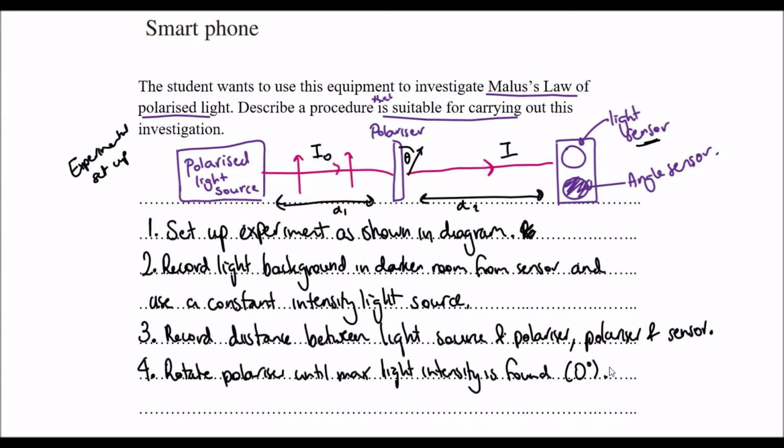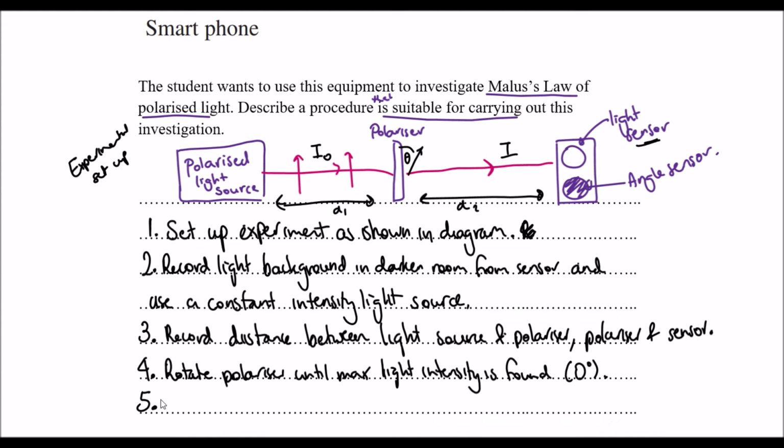So we'll rotate the polarizer until we get a max light intensity. That's going to be our 0 degrees, the angle in which we'll find maximum intensity, and that's also the angle we have between the polarizer and the polarized light source coming out.